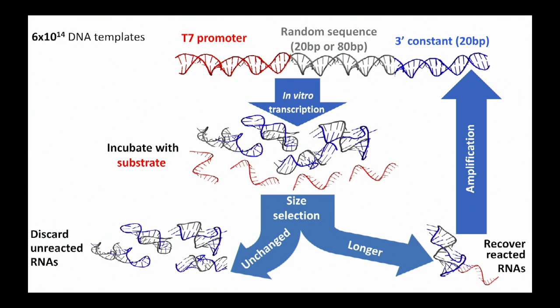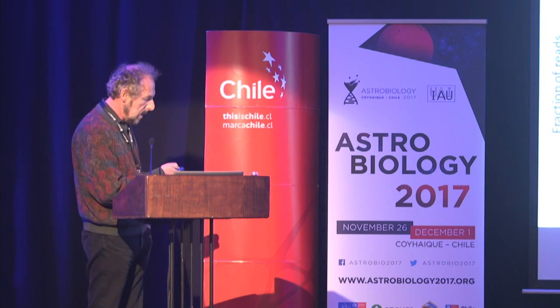So those that reacted, we can amplify, make more copies, and go through rounds of this. Amplification could be accurate or could be done with mutations. We can regulate the level of mutations, and with mutations it would diversify our pool. And you go a number of times in this cycle, and then you look at what you got. And here is what you got.